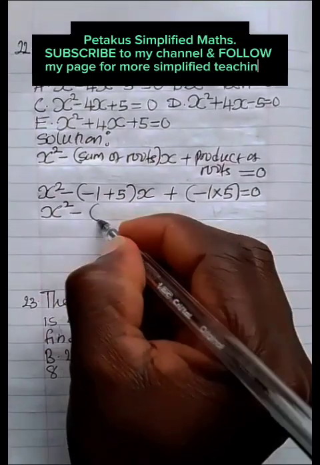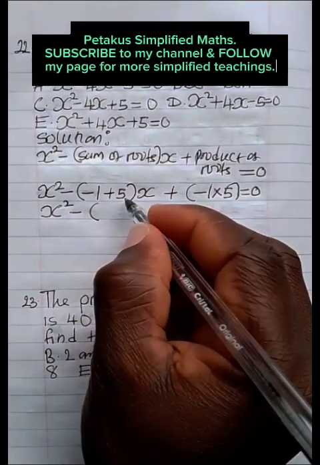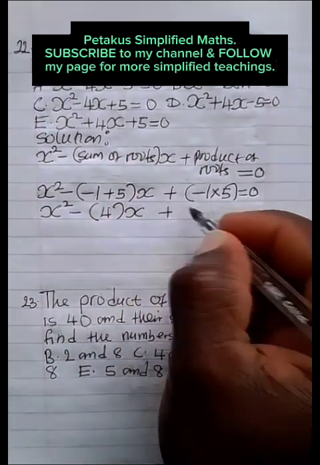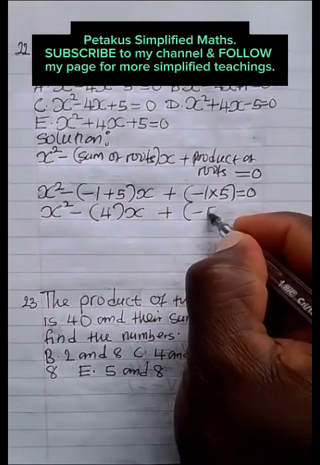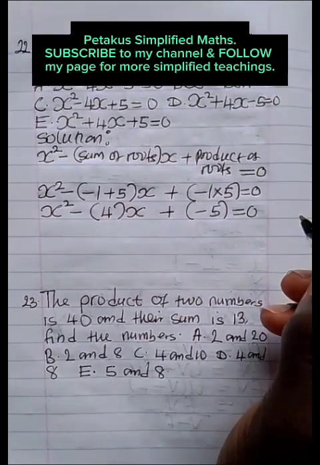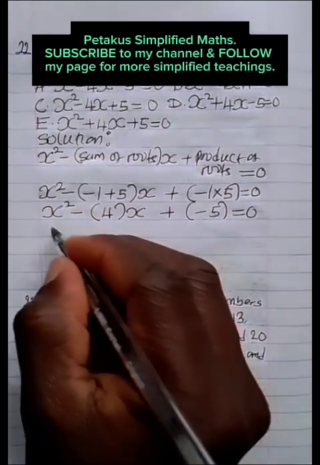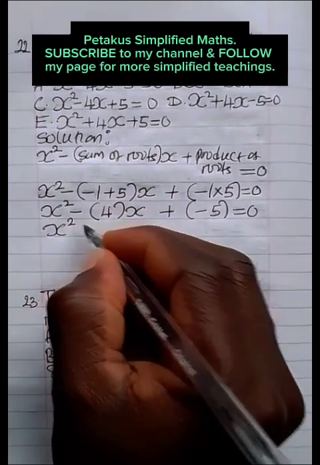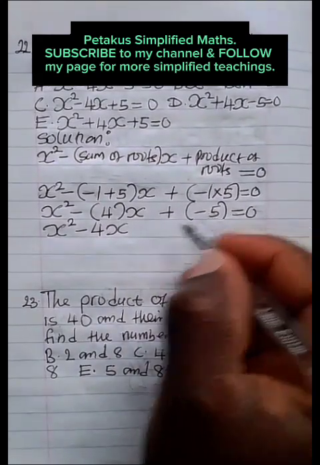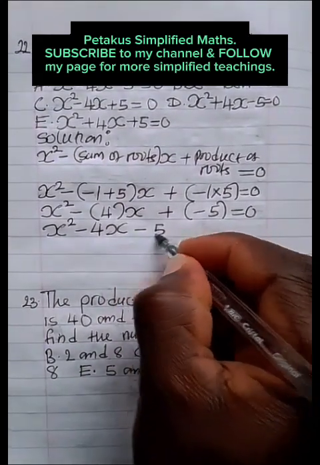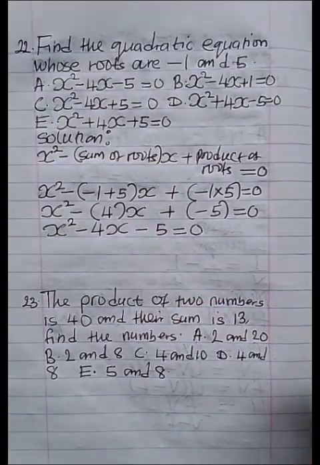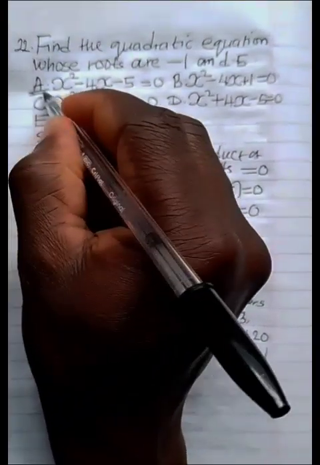We have S squared minus 1 plus 5, that is 4, times S, plus you multiply from here, you have minus 5, equal to 0. By the time you open the brackets, you have S squared minus 4S, plus times minus is minus, you have 5, equal to 0. The correct option is A.